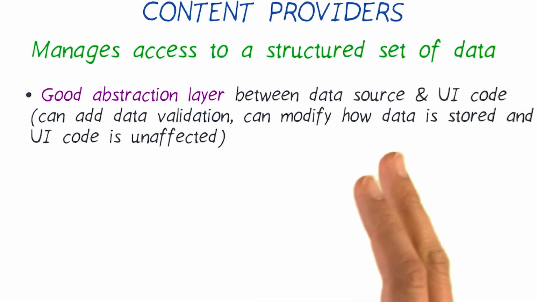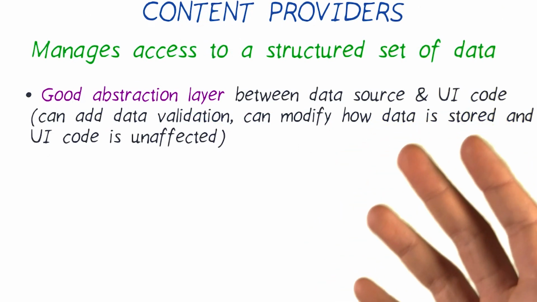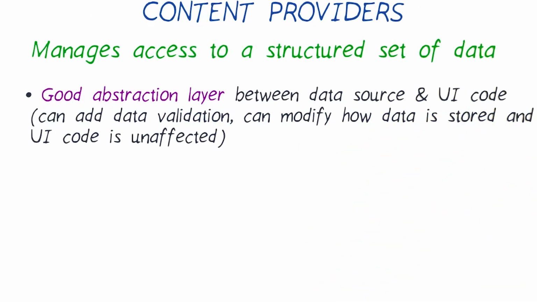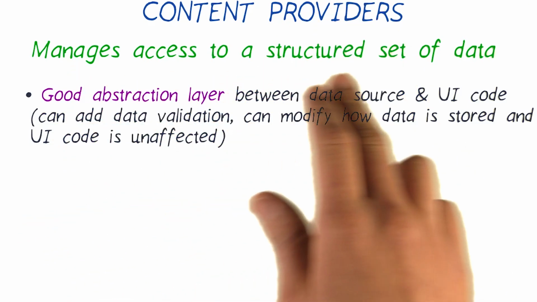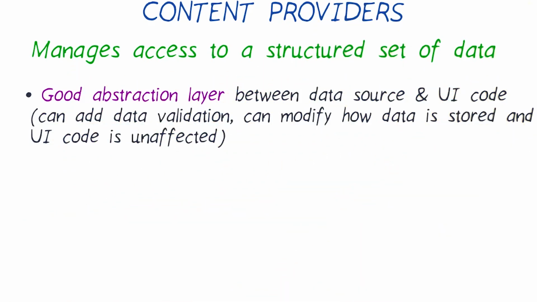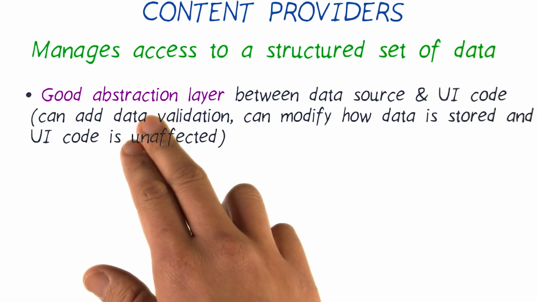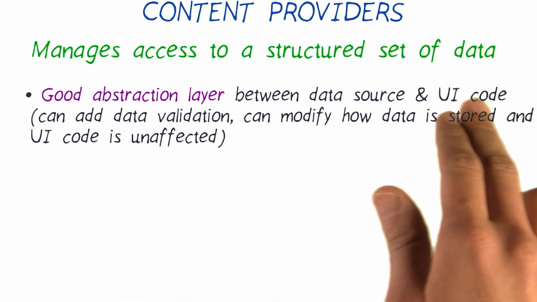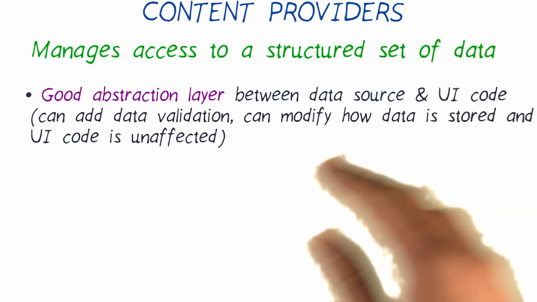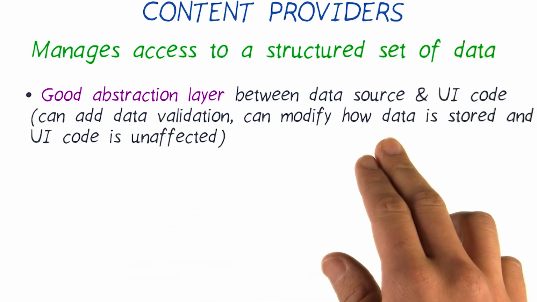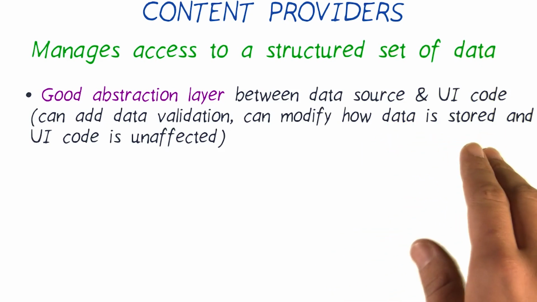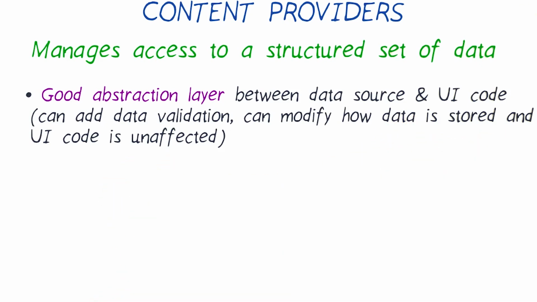Now, let's take a moment to pause and summarize what we've covered, because it's big. First off, the content provider helps us manage access to a structured set of data. They can act as a good abstraction layer between the data source and the UI code, which can add data validation and help us modify how the data is stored, while the UI code remains unaffected.